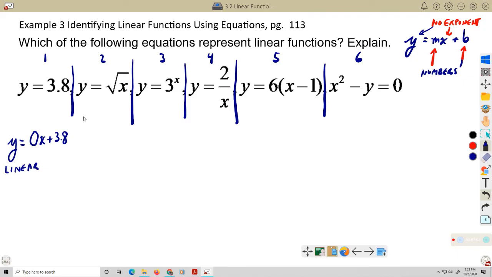Very tricky. Y equals the square root of x. Now, if I was trying to solve for y, it's already solved for y, and this is not x. It's the square root of x. Or later on when we study exponents, you're going to learn that this is actually x to the power of 1/2. So it's not x to the first power. It's x to the power of 1/2. So this is nonlinear.